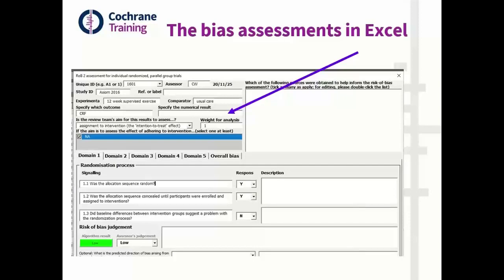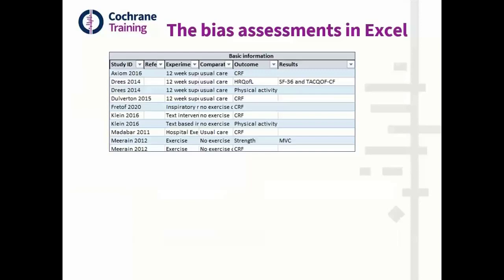RoB2 is a results-based tool, and the bias is assessed for specific results. So what we want to see here is the actual result that's being assessed. This view is the input screen for the Excel tool. And where the arrow's pointing is where you'd expect to see the result. An easier way to look at it is in the table view in Excel. So you can swap between input and table views.